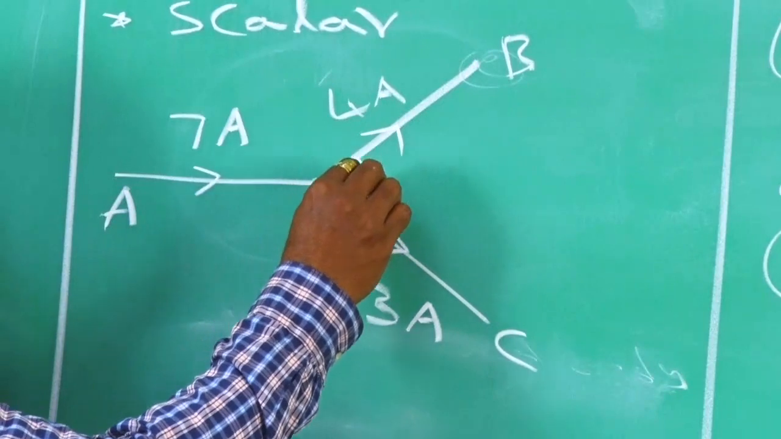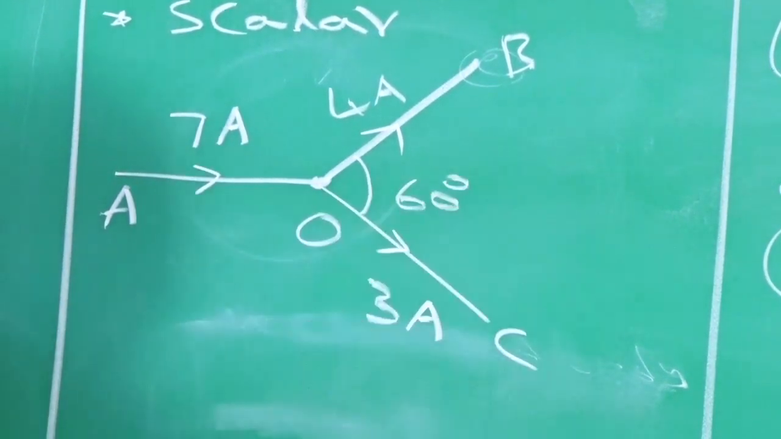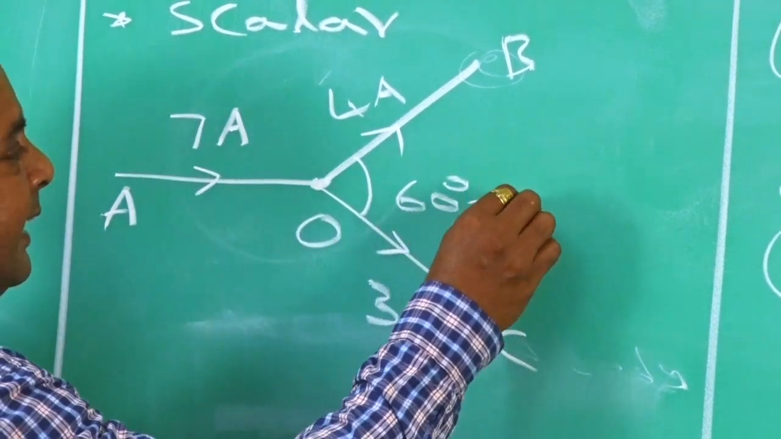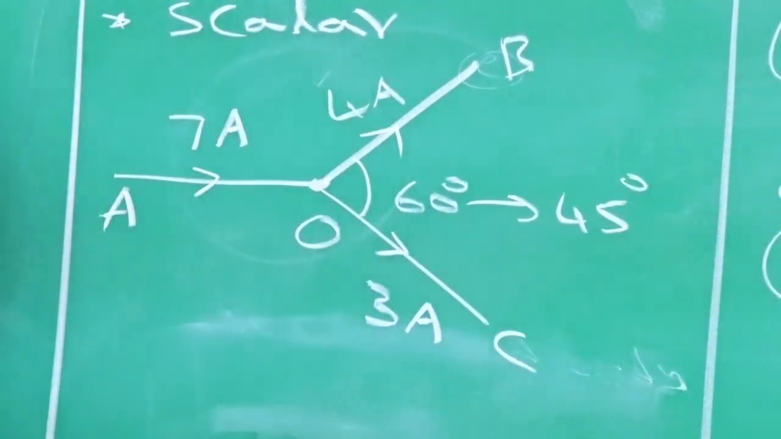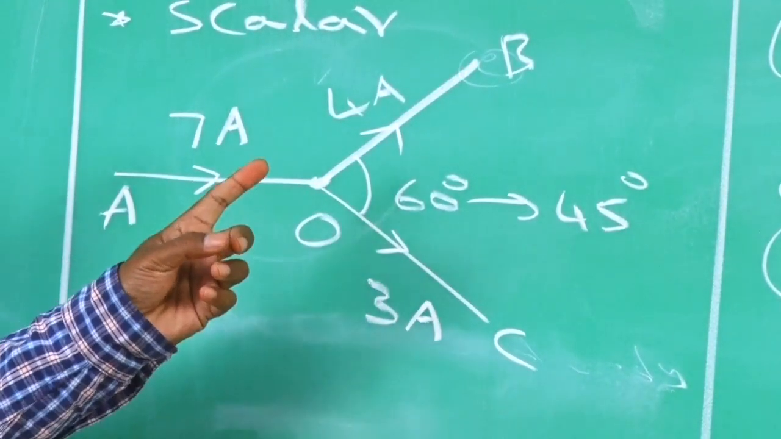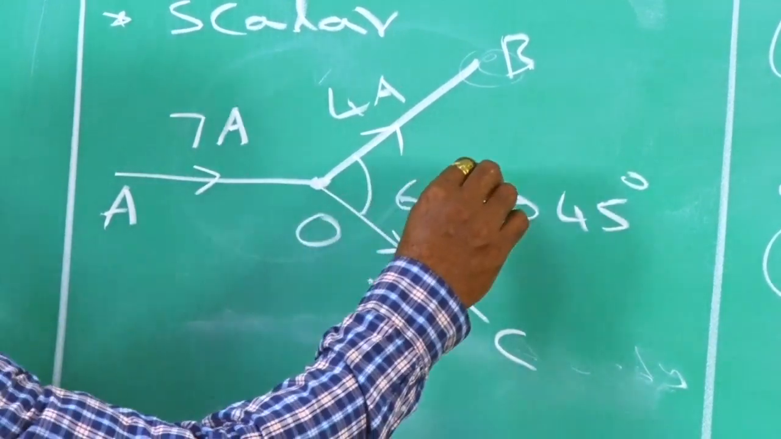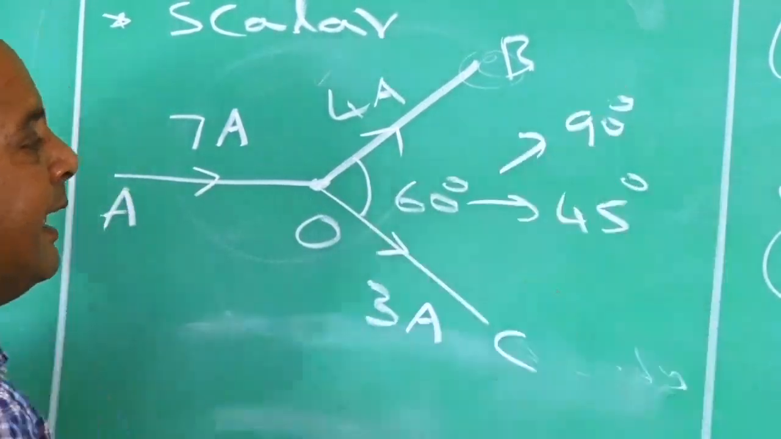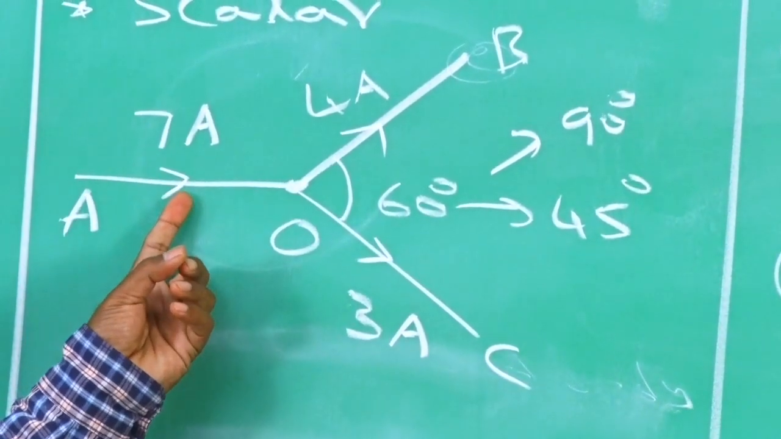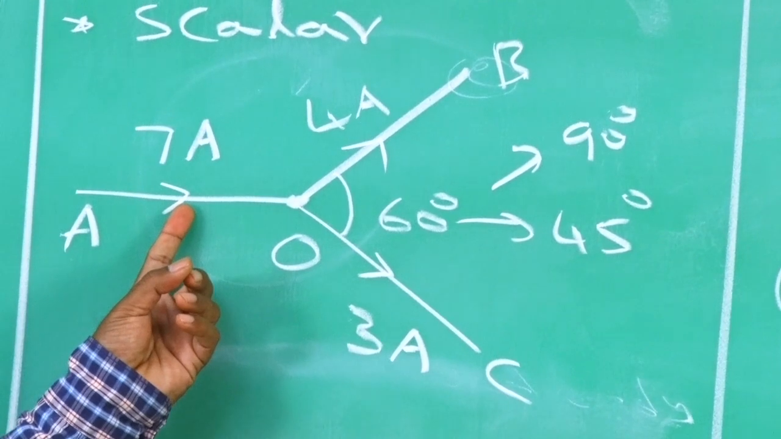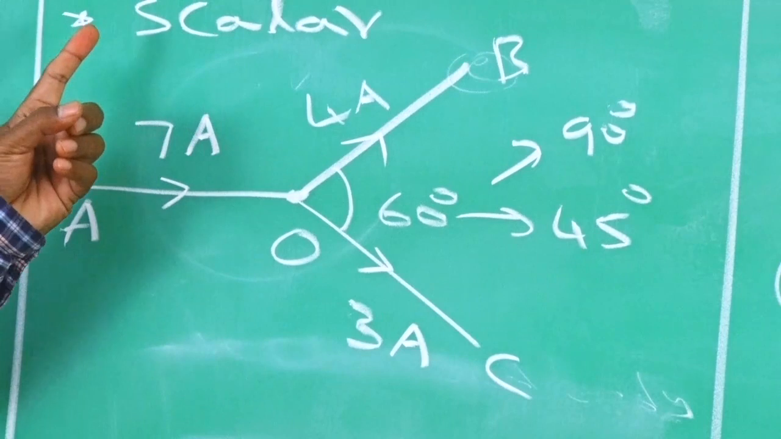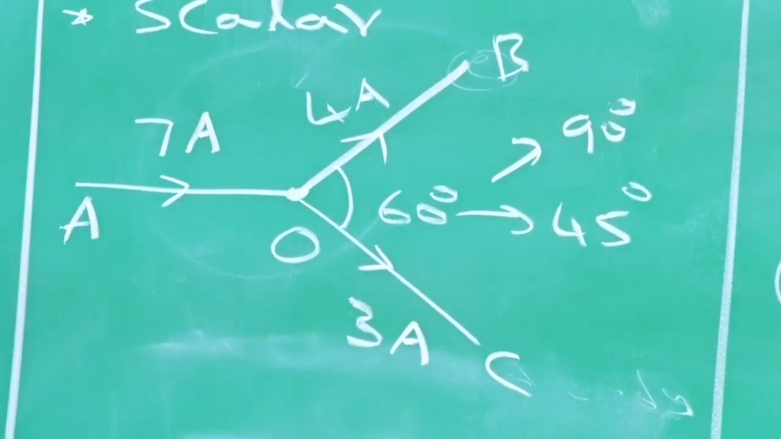Suppose the angle subtended between OB and OC was 60 degrees. If this 60 degrees is reduced to 45 degrees, there is no change in current values. If this angle is increased to 90 degrees, there is also no change in current values. That means it obeys only ordinary addition, but it does not accept vector addition. So electric current is said to be a scalar quantity.